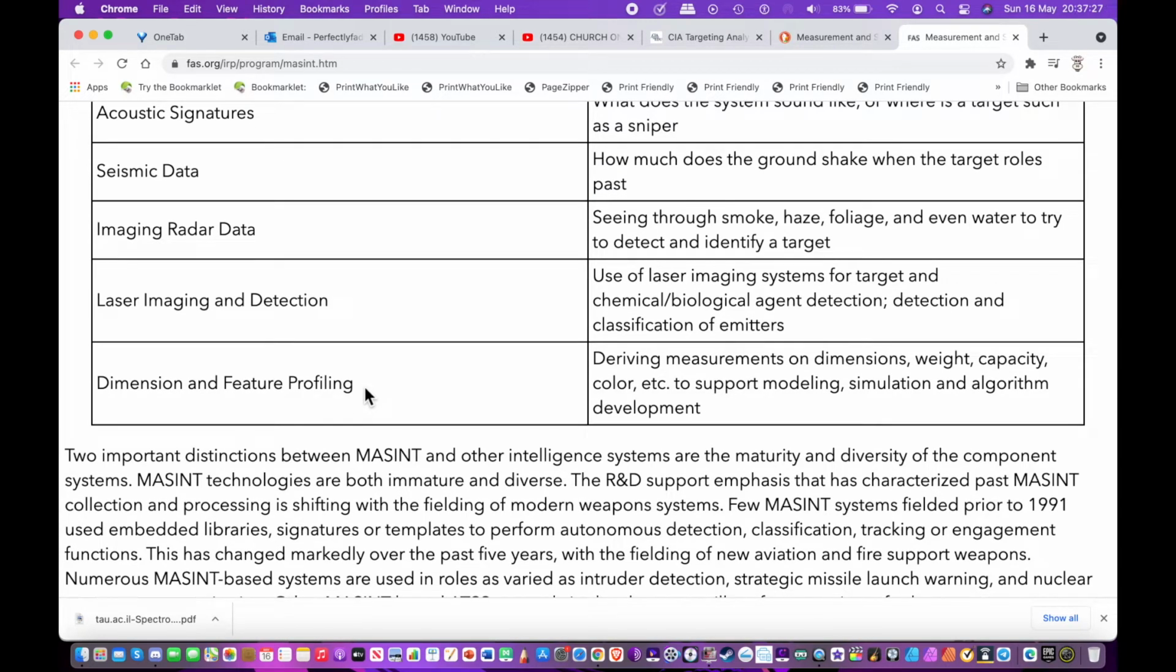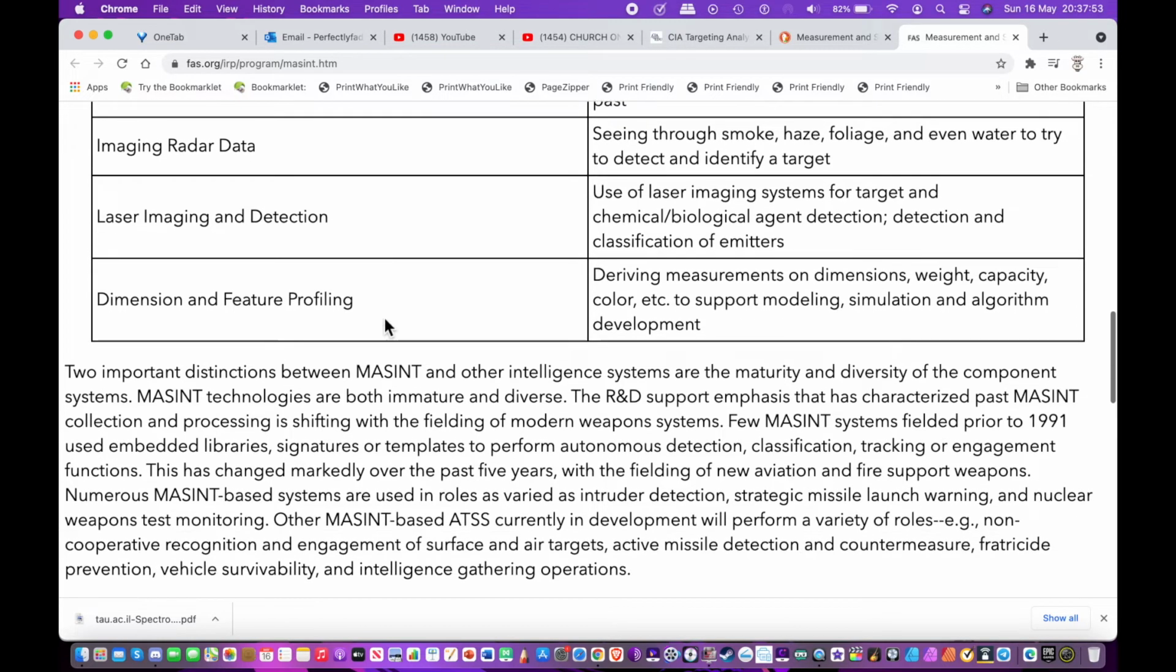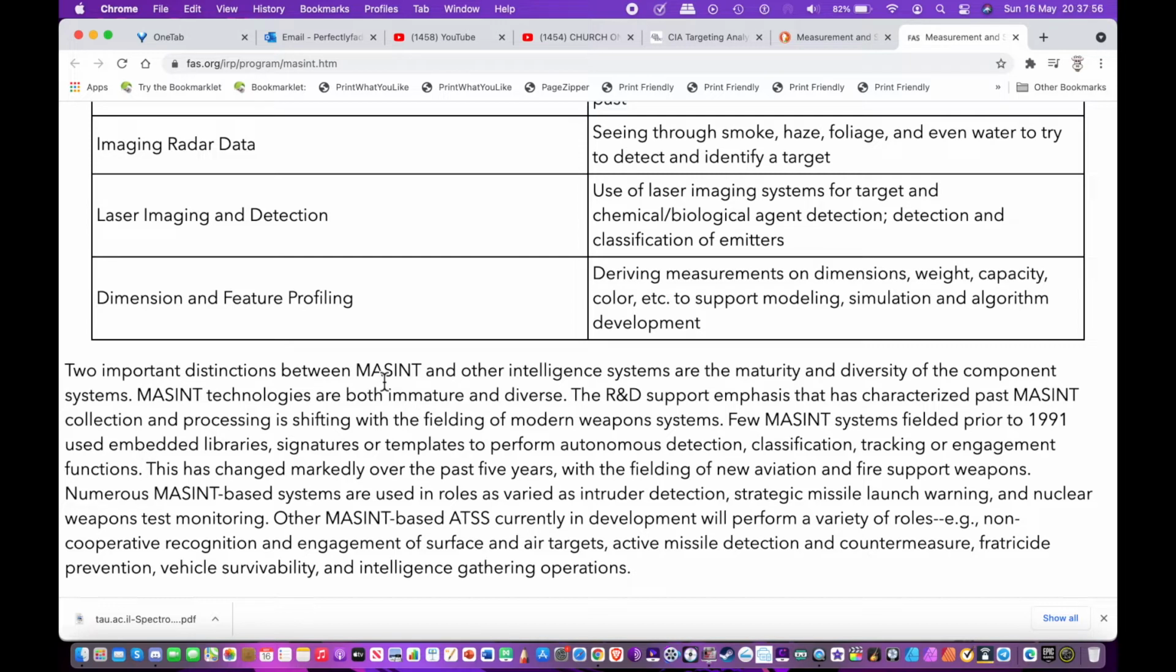Laser imaging and detection: use of laser imaging systems for target and chemical biological agent detection and classification of emitters. Okay, so that's how they were trying to find the weapons of mass destruction. Dimensional and feature profiling: deriving measurements on dimensions, weight, capacity, color, etc., to support modeling, simulation, and algorithm development.